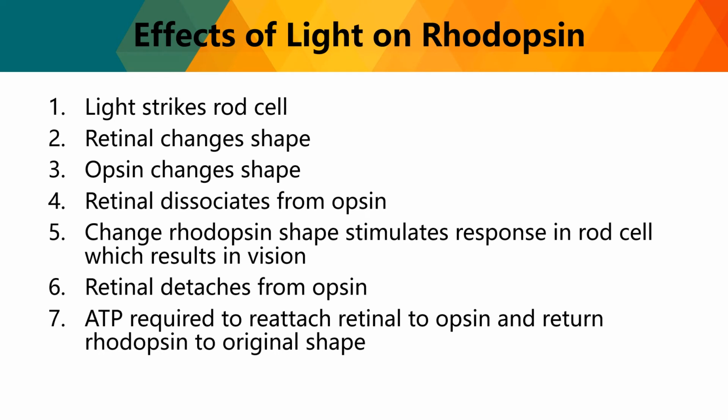Okay, so the effects of light on rhodopsin. So first, the light strikes the rod cell, and then the retinal changes its shape. So the opsin changes the shape, and then the retinal dissociates from your opsin. The change in rhodopsin shape stimulates response in rod cell, which results in vision, and the retinal detaches from your opsin. So ATP is required to reattach retinal to opsin and return rhodopsin to its original shape.